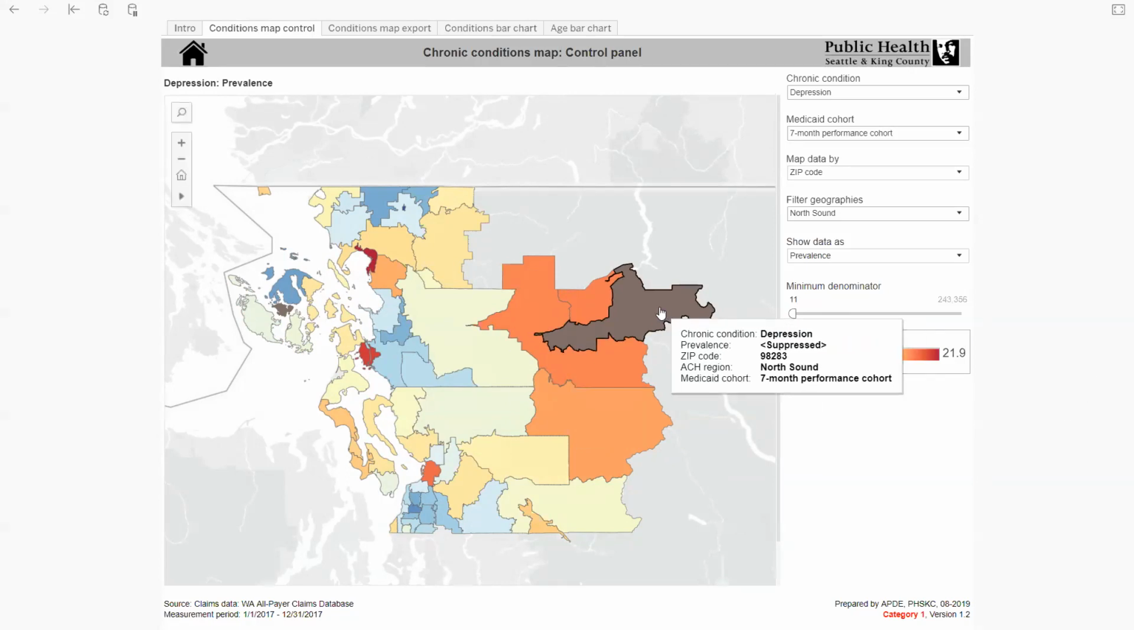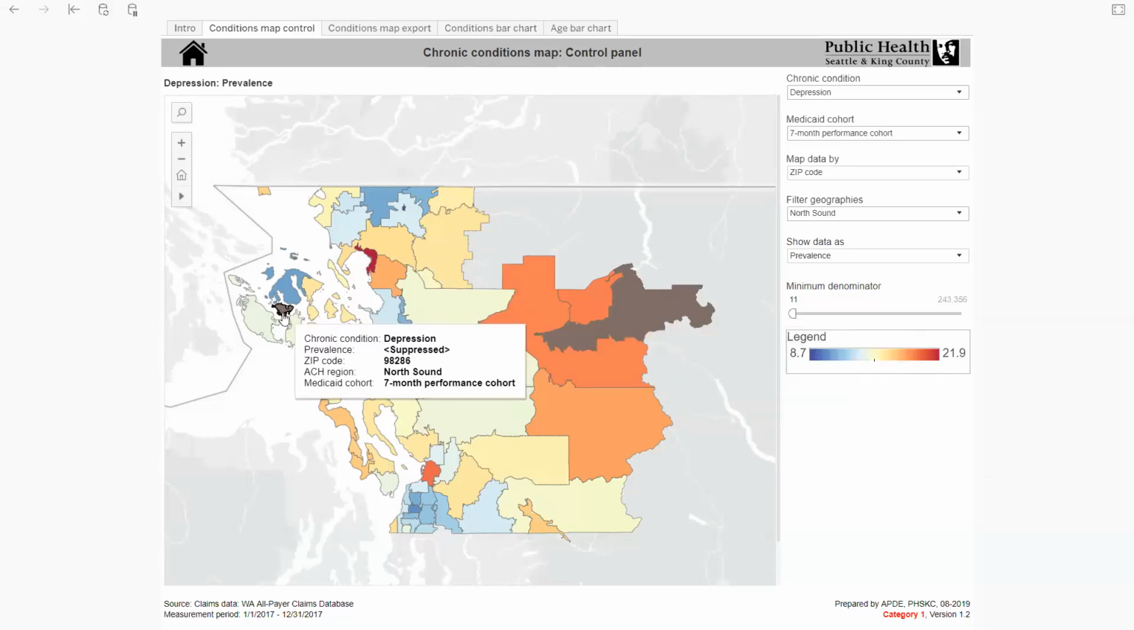So the dark gray is the best we can do for coloring a zip code that has to be suppressed to protect individual confidentiality, and that's per our data use agreement with the All Payer Claims Database. Any zip code in this map that has fewer than 11 people has to be suppressed. And so this zip code over here in the North Cascades, as well as this one of the islands over here, is suppressed.